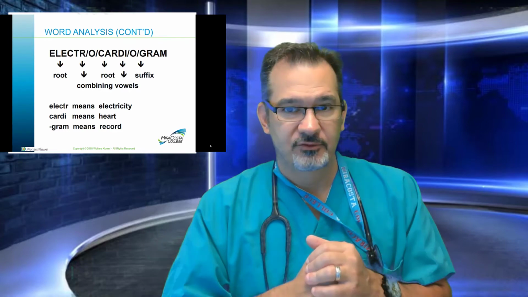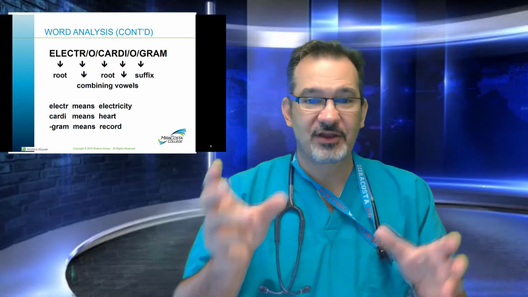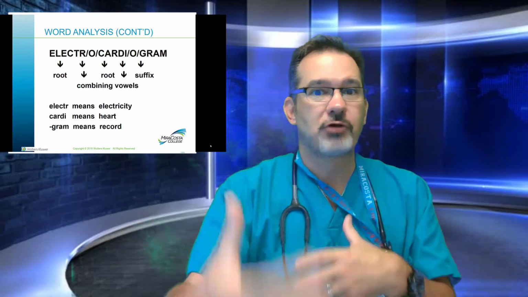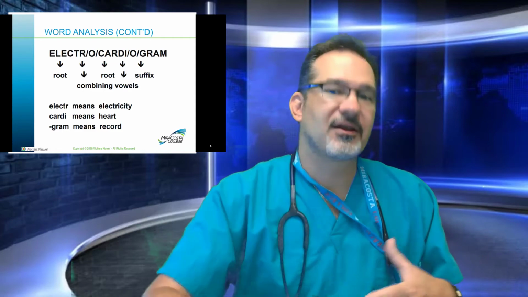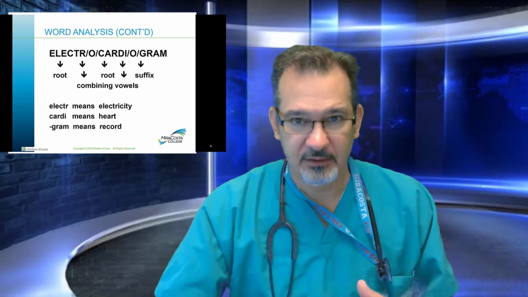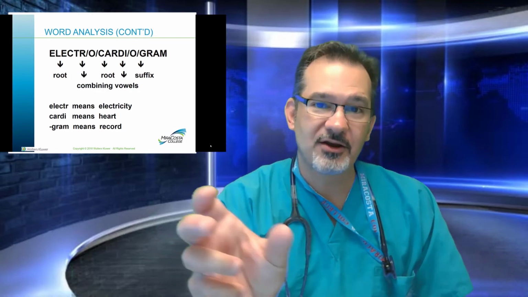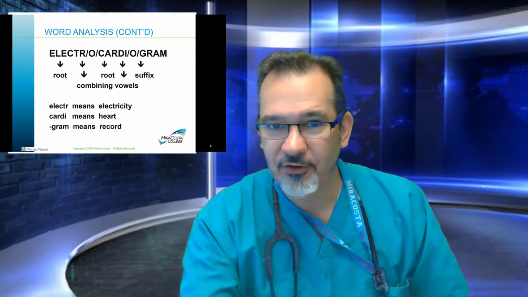Okay? So a graph is a visual tracing. A gram is the record that was produced from that. Graphy is the process of recording or creating the record. So an electrocardiogram, if we define it and break it down from back to front, as I said before, is a record of electrical activity of the heart.